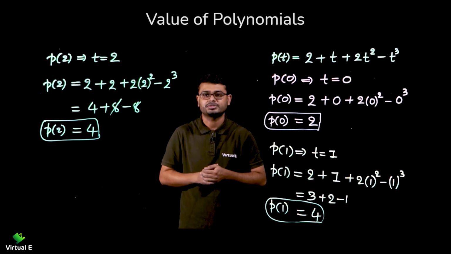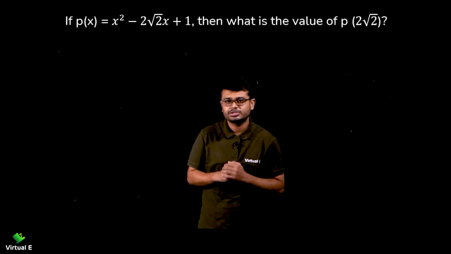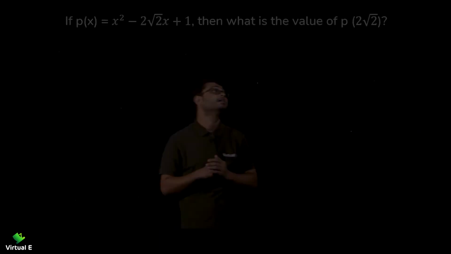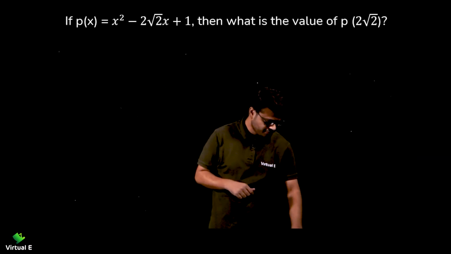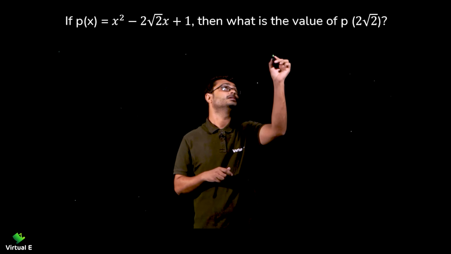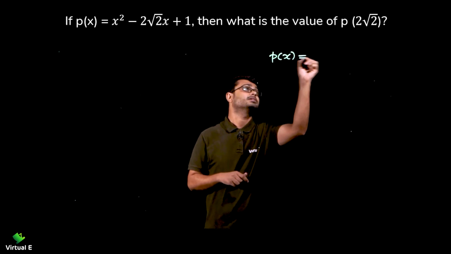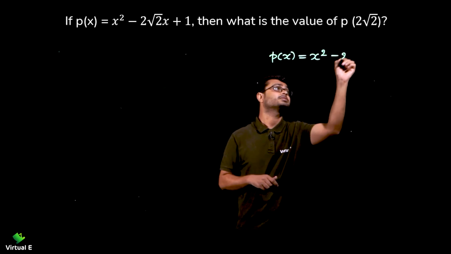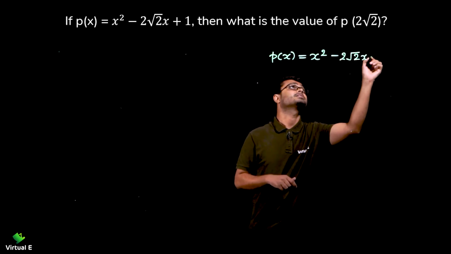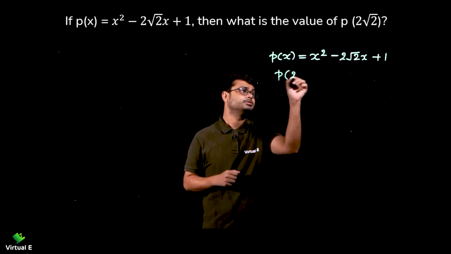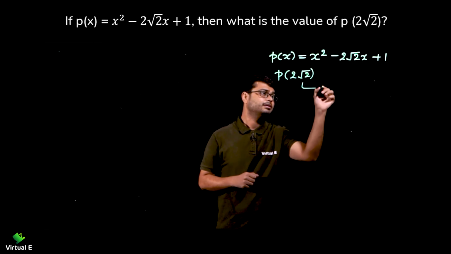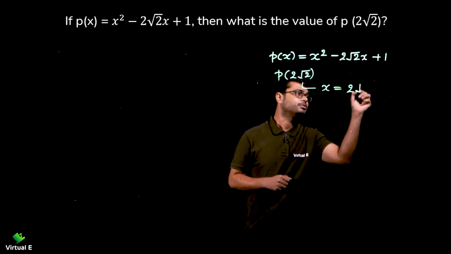Let's discuss next question. Let's discuss one more question related to irrational number. Let's start. If Px is equal to x square minus 2 root 2 x plus 1, then what is the value of P2 square root 2? Okay, so first of all, let's start with the polynomial, which is Px is equal to x square minus 2 root 2 x plus 1, where we want to find the value, which is P2 root 2 at x is equal to 2 root 2, right?